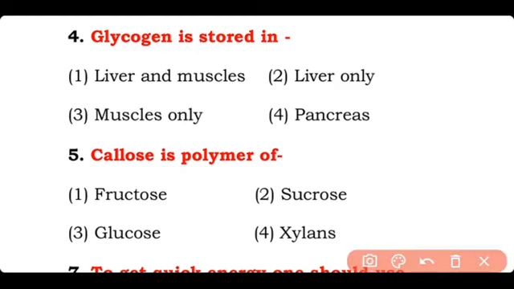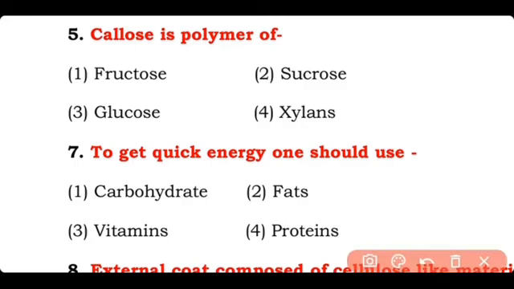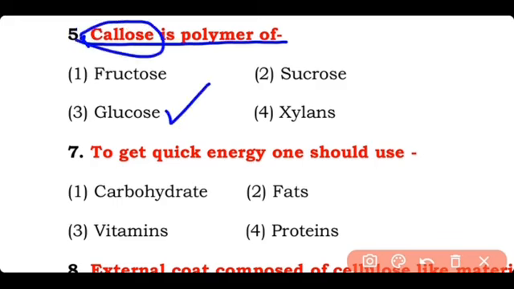Question number 4. Glycogen is stored in liver and muscles, liver only, muscles only, pancreas. So correct answer is option 1. Glycogen is stored in liver as well as muscles. Question number 5. Callose is a polymer of fructose, sucrose, glucose, xylene. So correct answer is option 3. Callose is a beta 1,3 linked homopolymer of glucose.